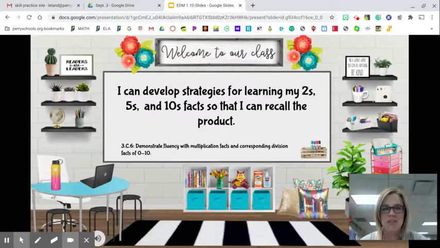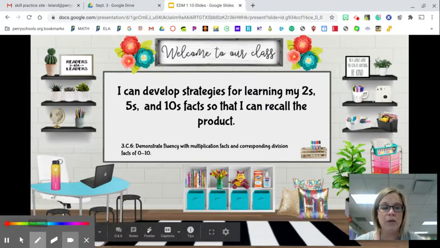Hey guys, so we are getting ready to start our next lesson. I believe it is Everyday Math 1.10, and 1.10 is all about developing strategies for learning your 2s, 5s, and 10s. So your goal is: I can develop strategies for learning my 2s, 5s, and 10s facts so that I can recall the product. So one thing that I want to say is product is what the answer is.